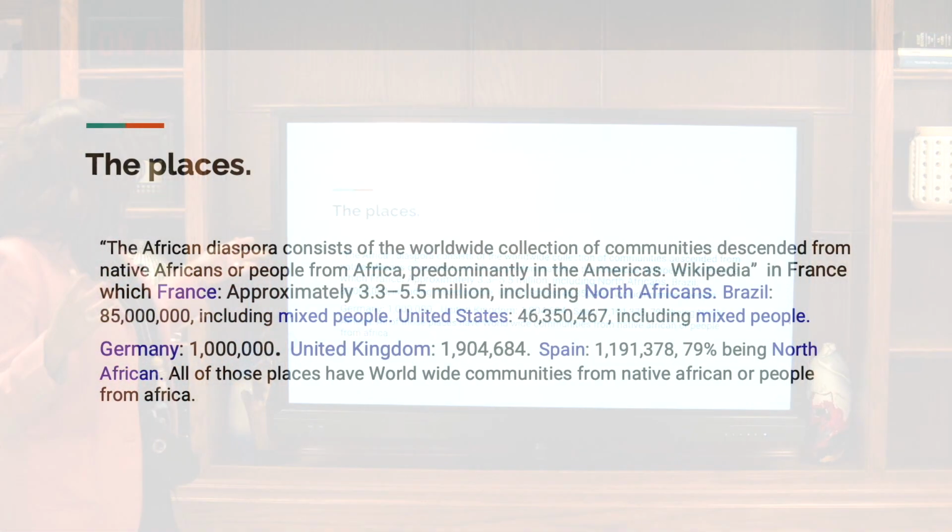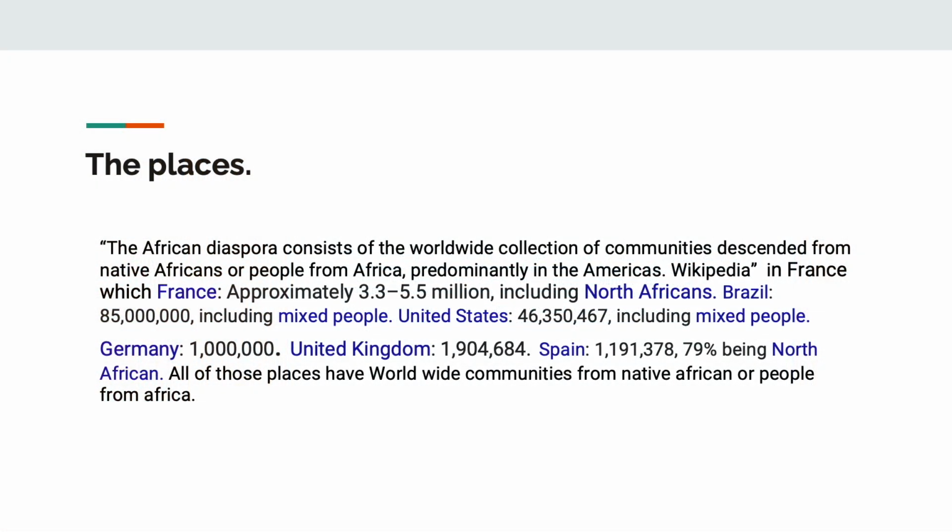Okay, once again, the diaspora consists of a worldwide collection of communities, basically in Africa, those communities out of the different countries of Africa, and they displaced these people to foreign places. All right, so where did they go?